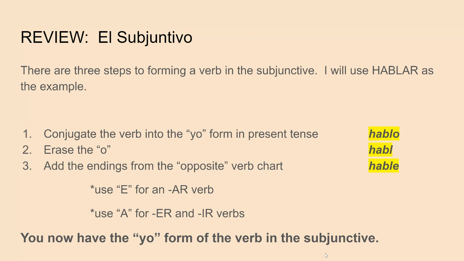And then you added the endings from the opposite verb chart. So you used es for an AR verb, and you used as for an ER-IR verb. Here you ended up with hable. That was our yo form, and then we carried that throughout the chart using the standard present tense endings. Again, this is a review of what we did in the previous class.